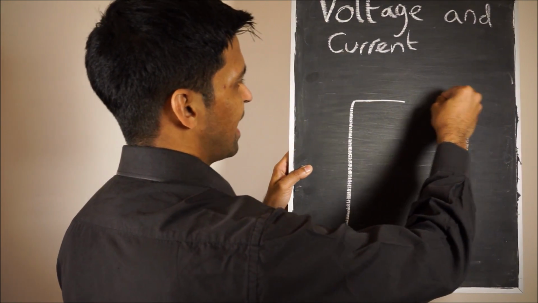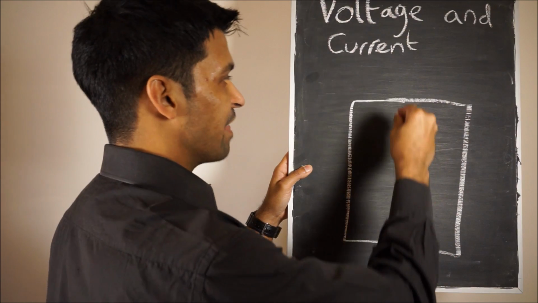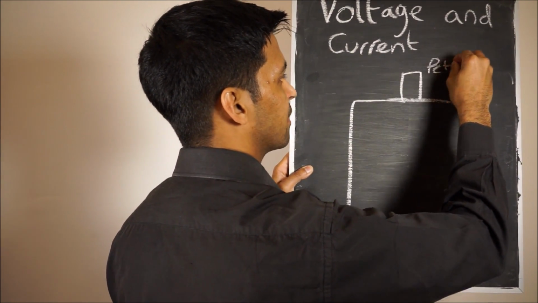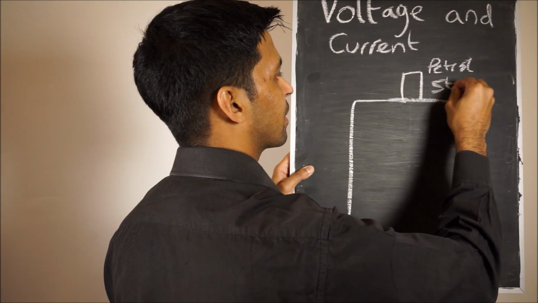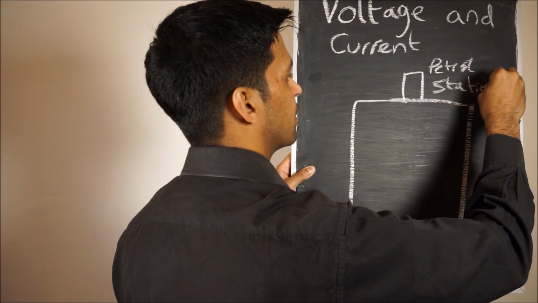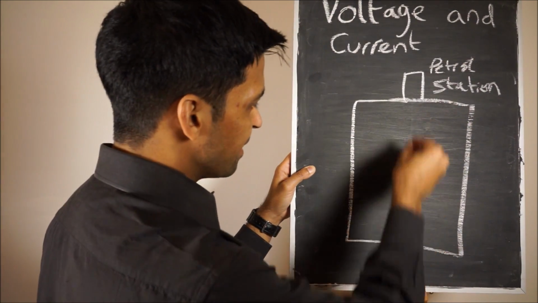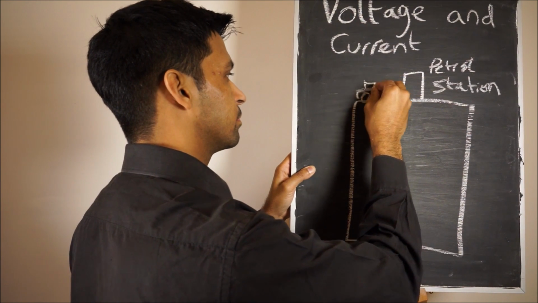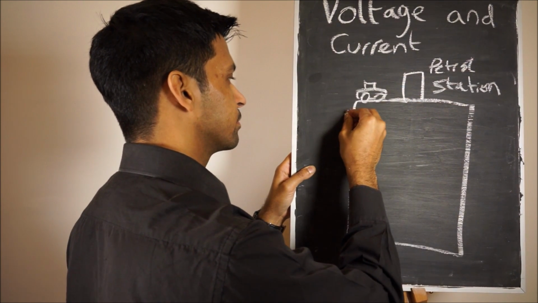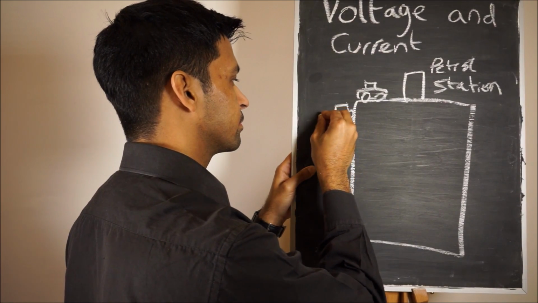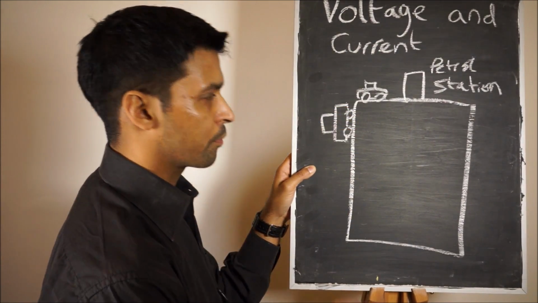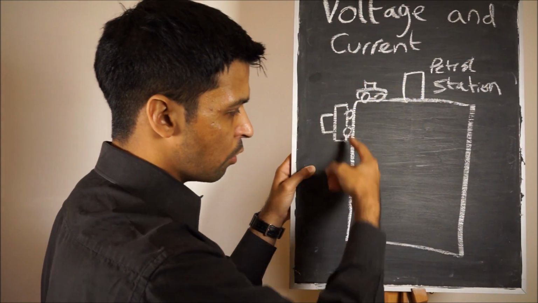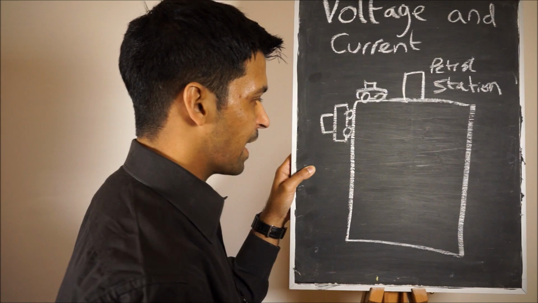Okay, so this is a road that is a loop. At the top of the road you have a petrol station. Let's just label that petrol station. And along this road we've got two cars, like that. Now what the cars do is they fill up with petrol, and they've just got enough petrol to go all the way around and back here.